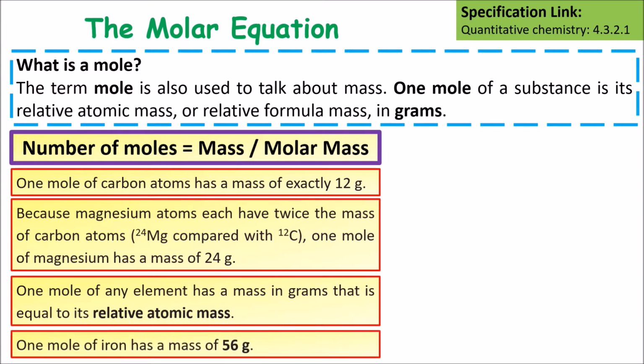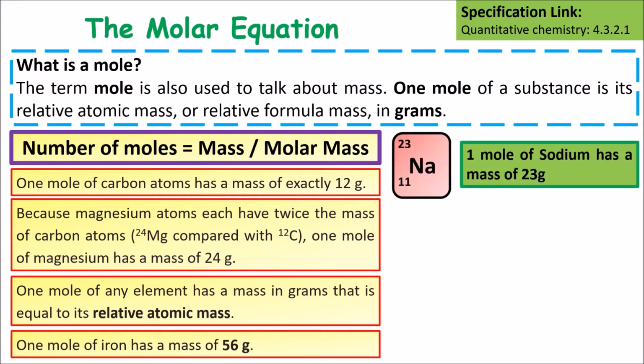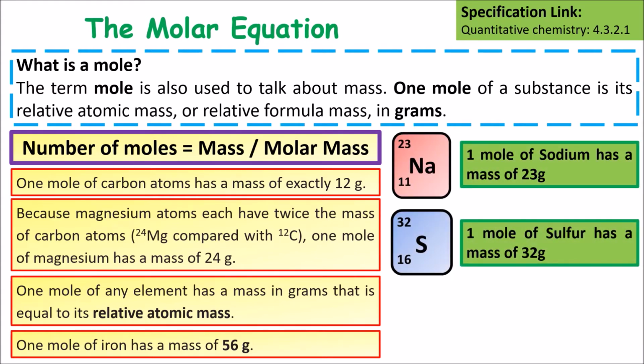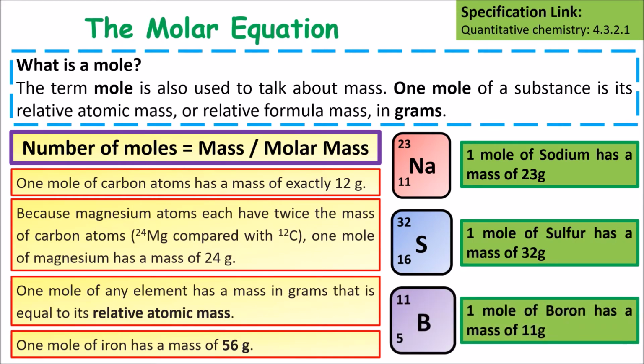So, for instance, 1 mole of iron has a mass of 56 grams. 1 mole of sodium has a mass of 23 grams. 1 mole of sulfur has a mass of 32 grams. And 1 mole of boron has a mass of 11 grams.